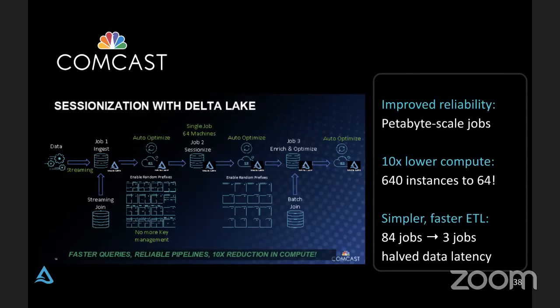So for example, Comcast was doing sessionization with Delta Lake. To improve reliability, they had these petascale jobs that they needed to make more reliable by using Delta Lake. Not only did they get the 84 jobs down to 3, but they also improved data latency, and just as important, if not more important, they had 10x lower compute. Instead of 640 instances, they were able to knock it down to 64, which is pretty cool, right?